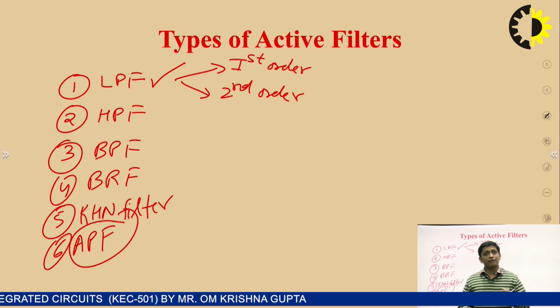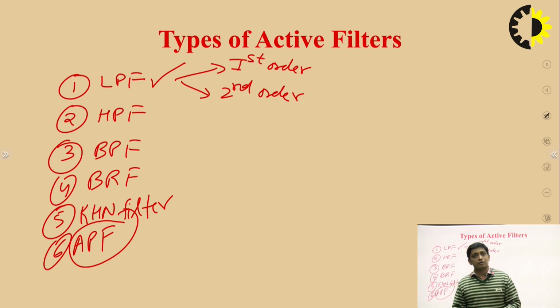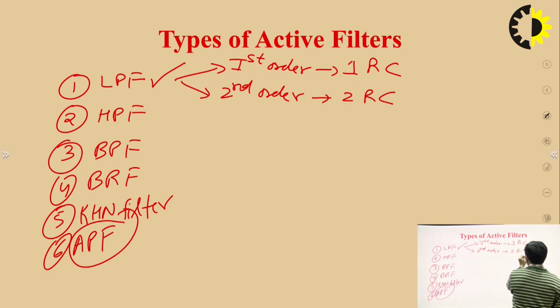As far as first order and second order filters are concerned, the difference is only in the RC sections. As I mentioned, in active filters we use resistors and capacitors along with the op-amp. The op-amp is an active element, right? In the first order low pass filter, there is one RC section, meaning one resistor and one capacitor. And in the second order low pass filter, there are two RC sections, meaning two resistors and two capacitors.